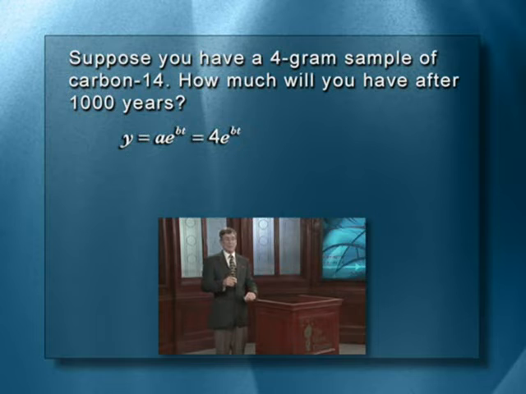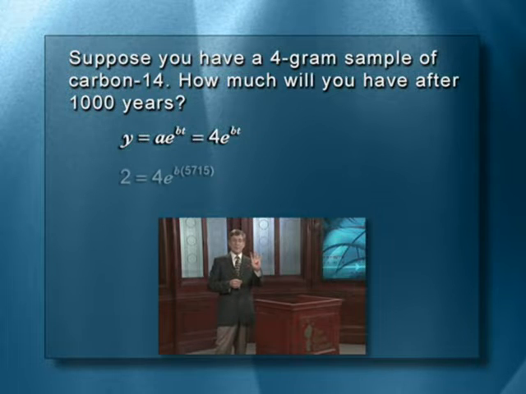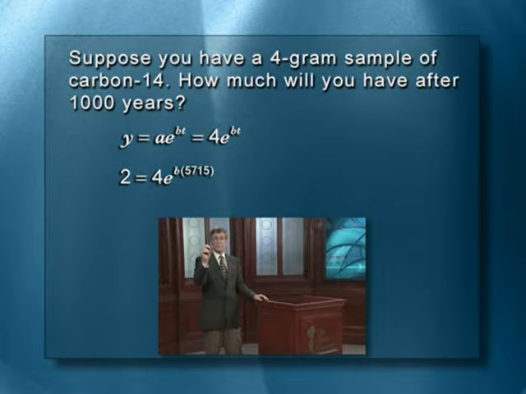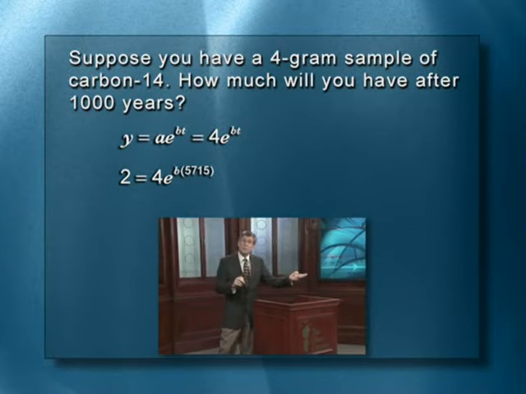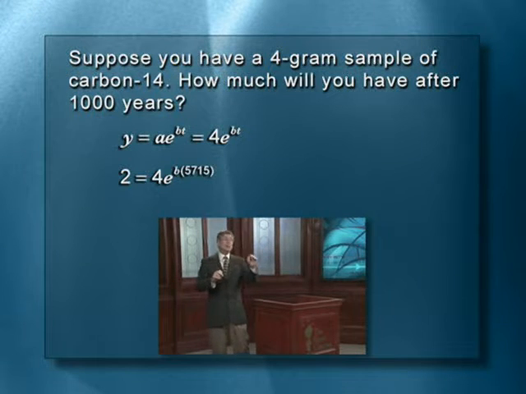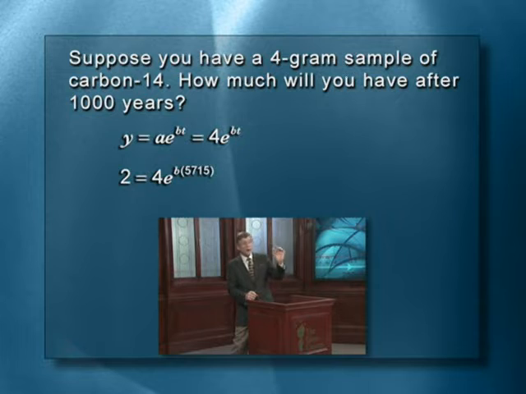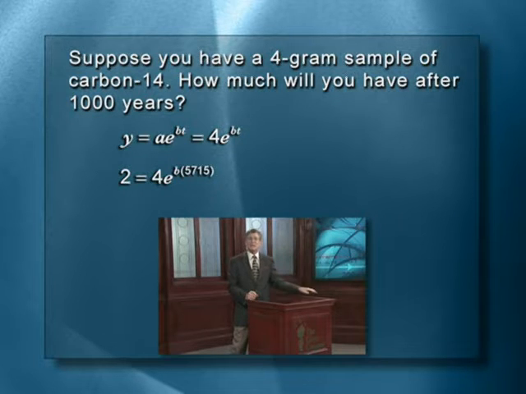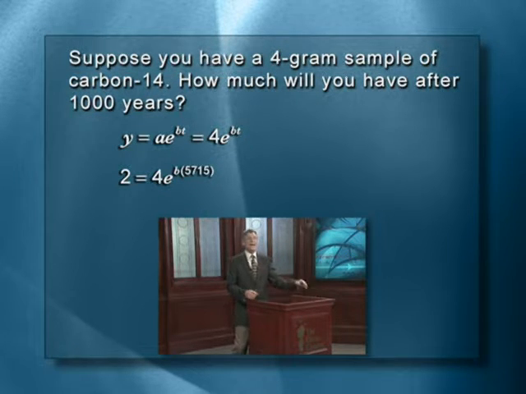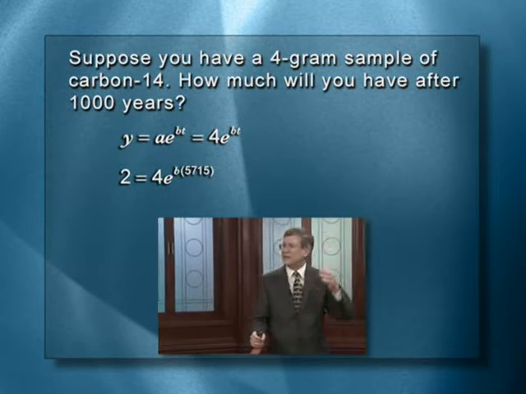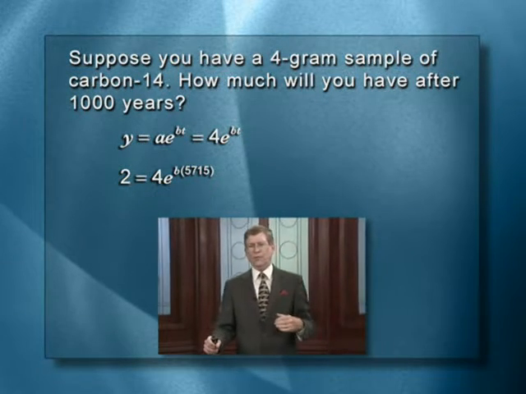Let's solve for b. I started with 4. The half-life is 5,715, so when t equals that number, the amount is 2. So I have the equation 2 equals 4 times e to the power 5,715b. And now we solve this for b. We've done this before, haven't we? b is hiding up as an exponent. Let's bring it down to earth.